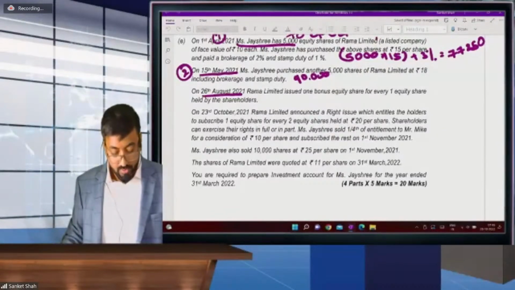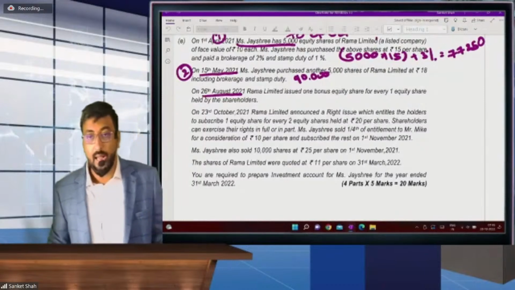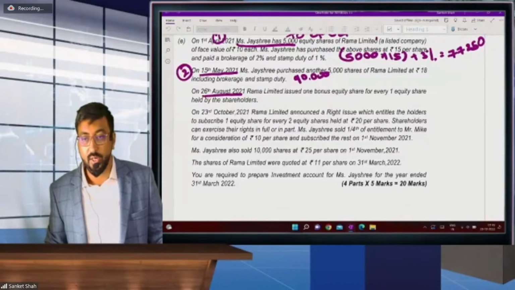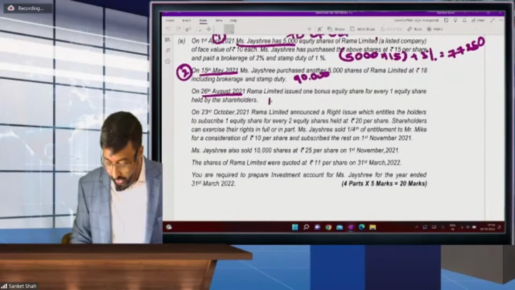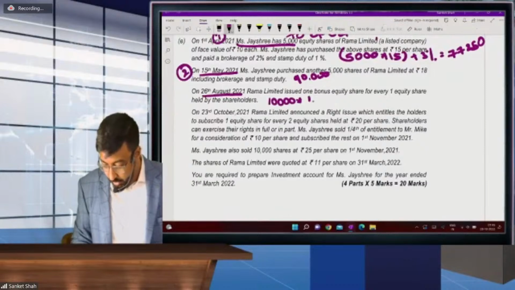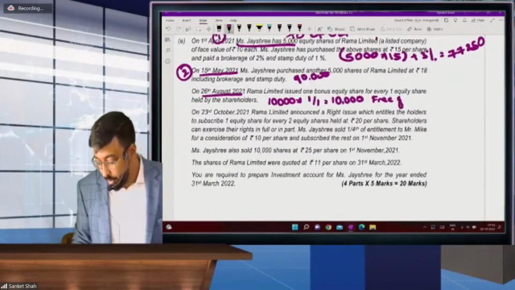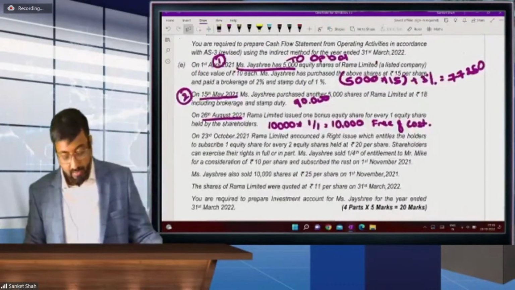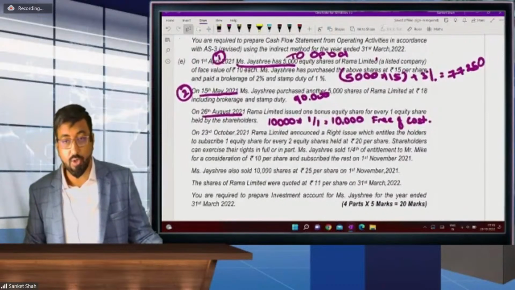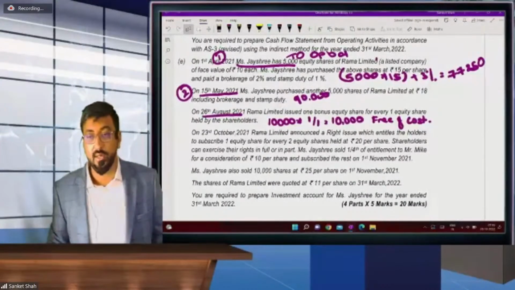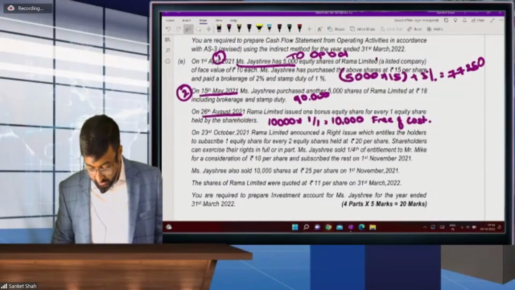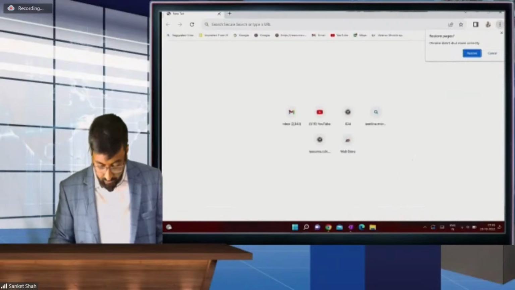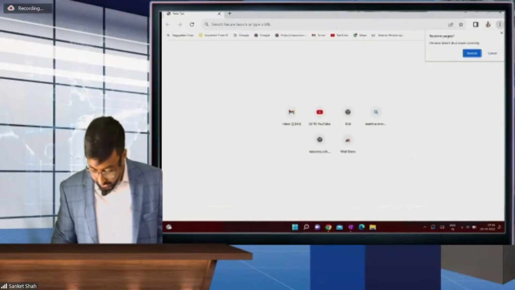On 26th August 2021, Rama Limited issued one bonus equity share for every one equity share held by shareholders. So, beta, you already have 10,000 shares into one share for one. So, you will get 10,000 bonus equity shares free of cost. So, you already had 5,000 shares, then you bought again 5,000 shares. So total shares you have 10,000, and now one bonus share for every one share. So 10,000 equity shares. You can easily calculate this. Okay. Easy, very.